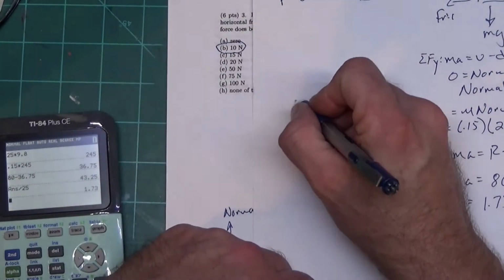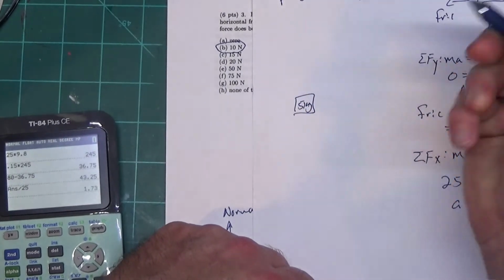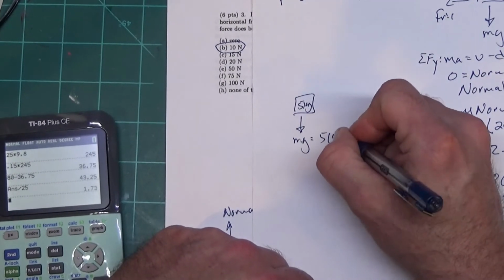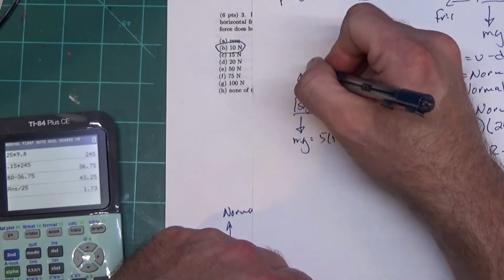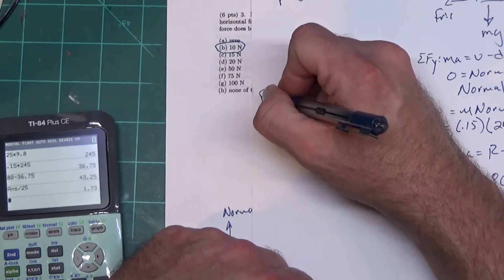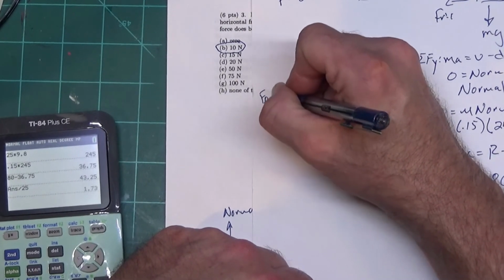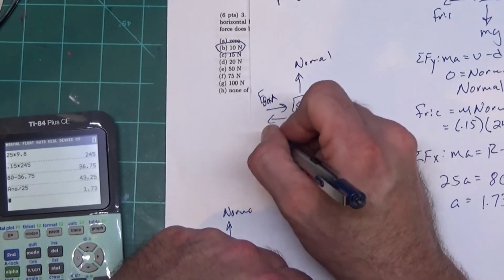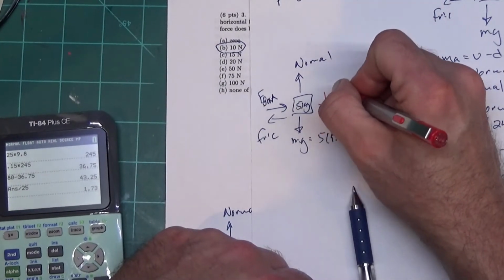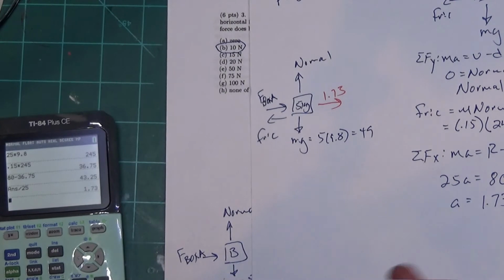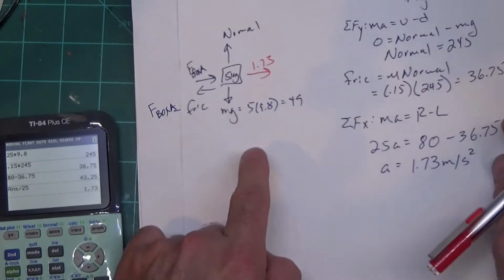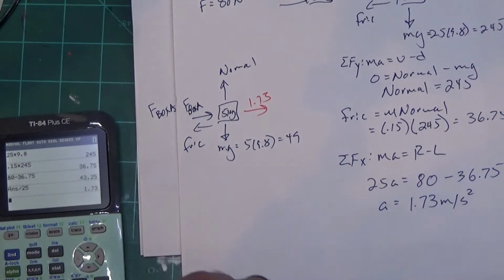Alright, now I'm going to go over to the 5 kilogram box. Same thing, we're going to have mg going down. It's going to be 5 times 9.8, which is 49. We have the normal force going up. We have the force of box A pushing this way. We have friction opposing motion. And we have an acceleration this way of 1.73. So you can see, adding friction, I'm still doing the same basic process I did on this one over here. It's just my acceleration is no longer 2, it's 1.73. Okay? I'm going through the same thing.